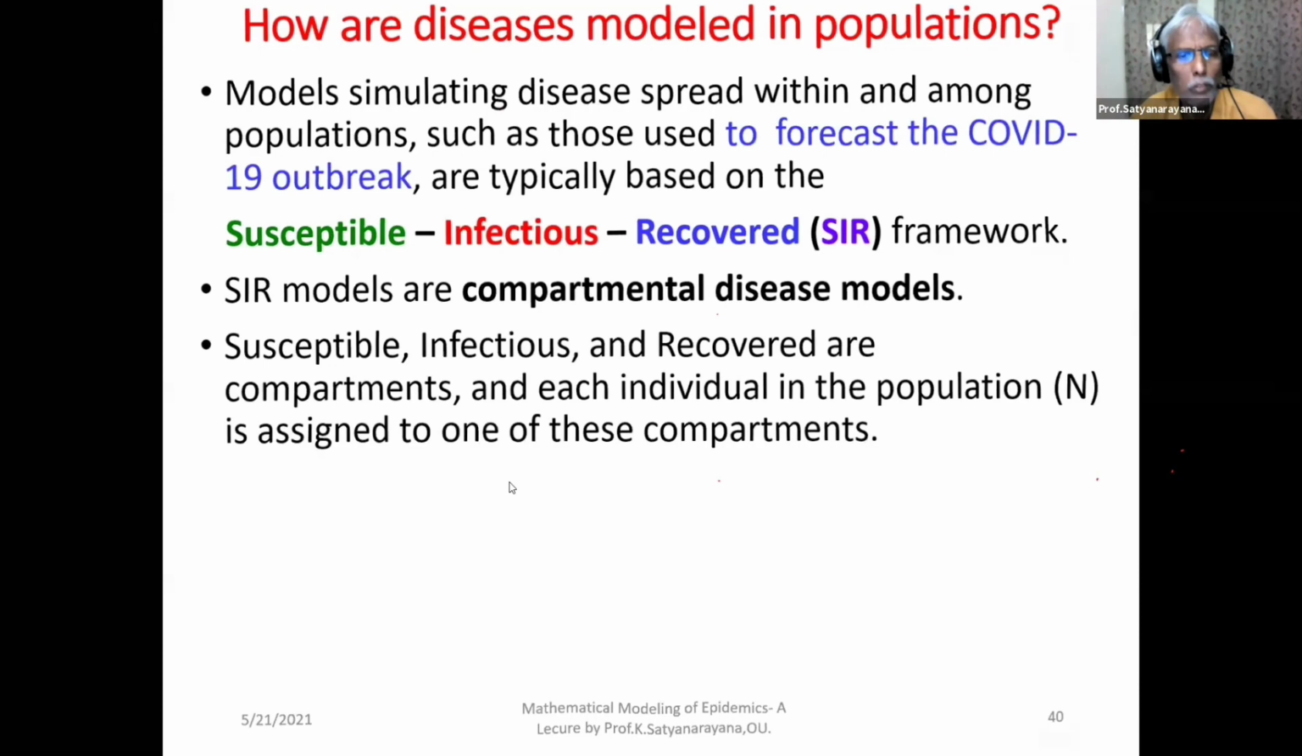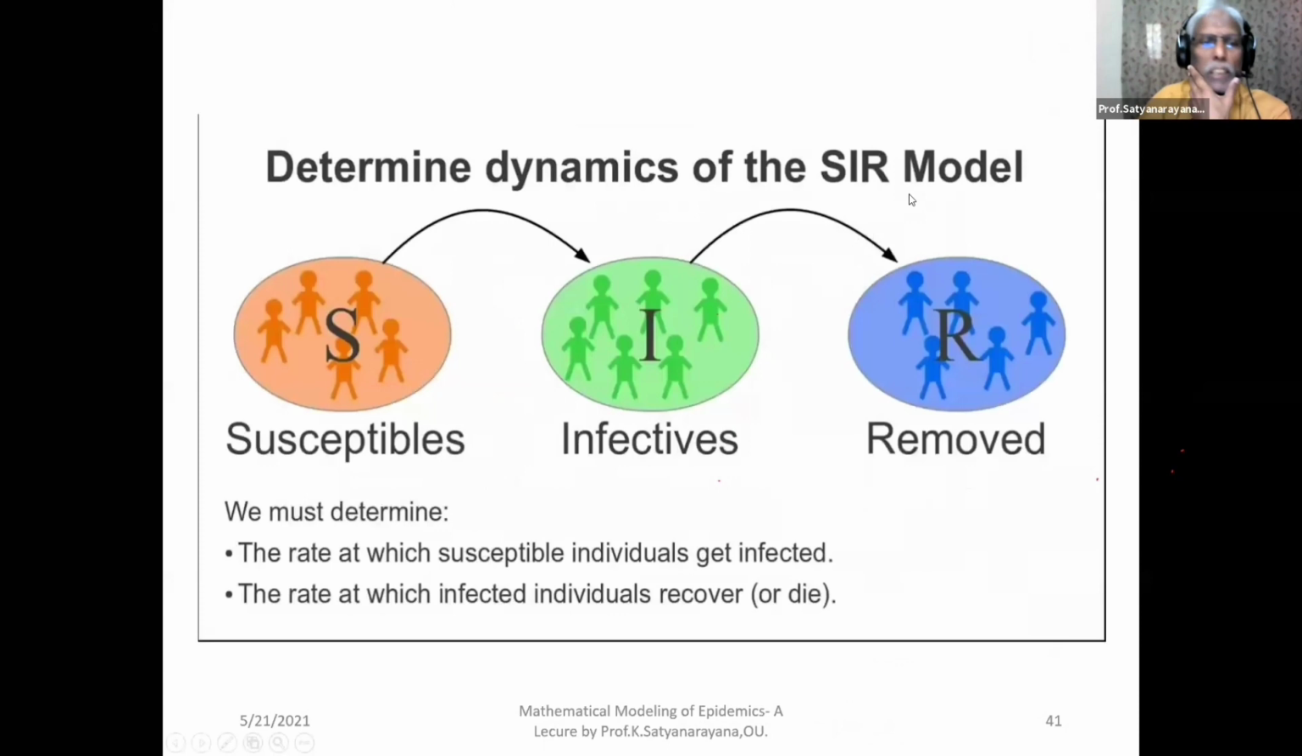So determine the dynamics of the SIR model. Among the susceptibles, infection takes place. Some of them will get into another compartment, the infectives. In this, some of them are removed, actually recovered, or some of them are dead, then they are removed. Recovered or removed will include the recovered and even the dead people also. So we must determine the rate at which the susceptible individuals get infected, that is the rate of infection, and the rate at which the infected individuals recover or die, that is the rate of recovery. These are the things which you have to consider.